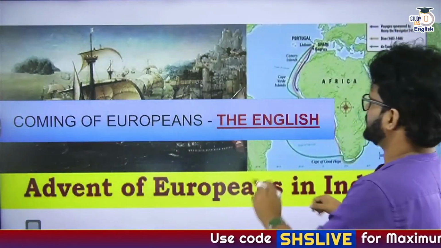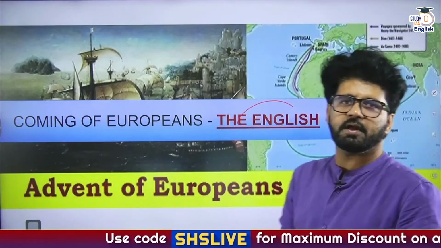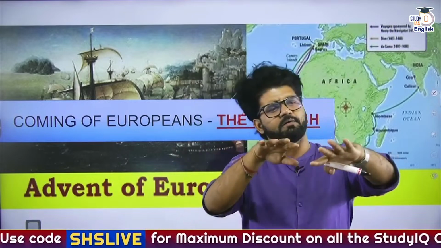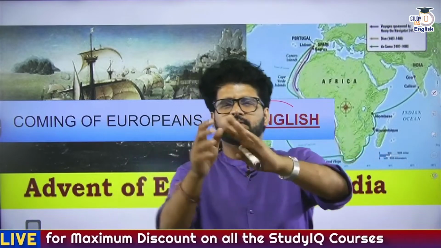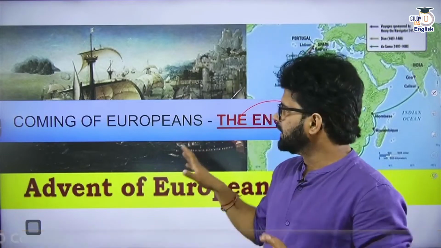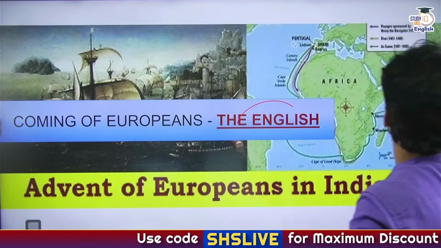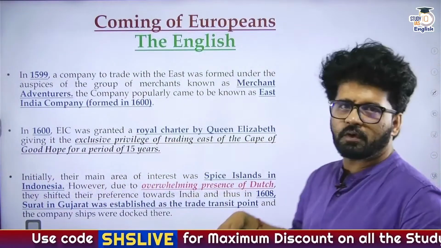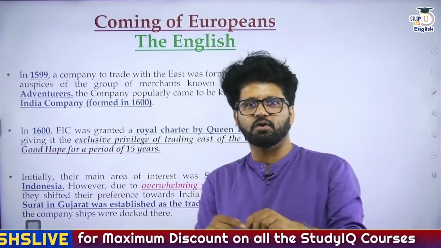Then the English people arrived in 1608. Their company, Merchant Adventurers, was established in 1599. The Indian vertical was established, the English East India Company, in 1600. They got a charter to trade in India exclusively for 15 years. These charters are very important. Exclusive trade is also very important, because we know they are not going from Gurgaon to Delhi.